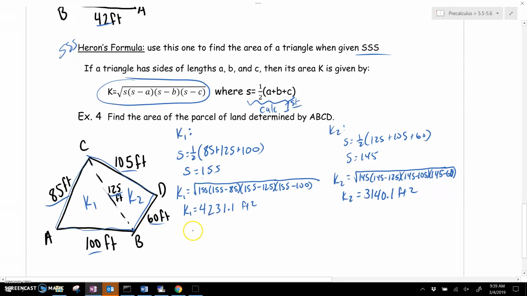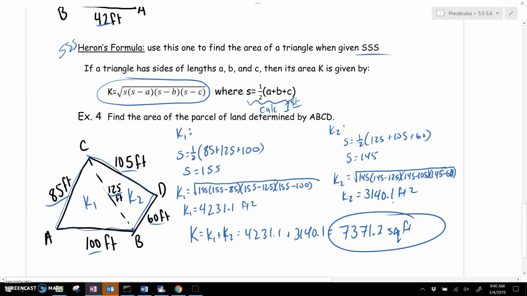But remember the area of the whole thing. So to find just K in general, we have to do K1 plus K2. To add those two together, 4,231.1 plus 3,140.1. So my total area is 7,371.2 square feet.